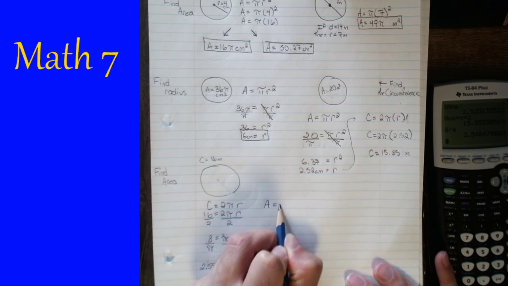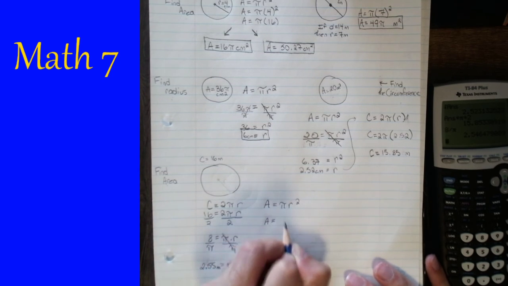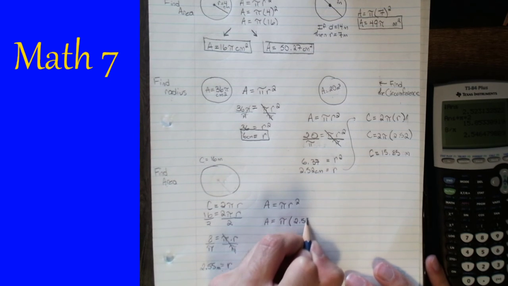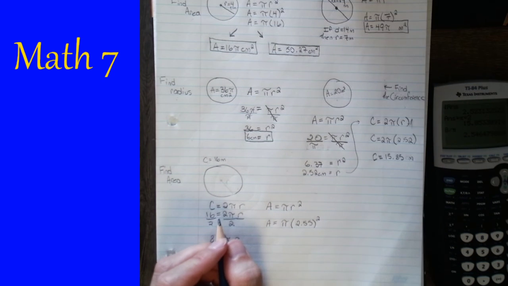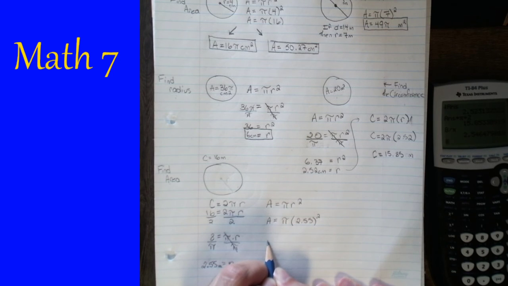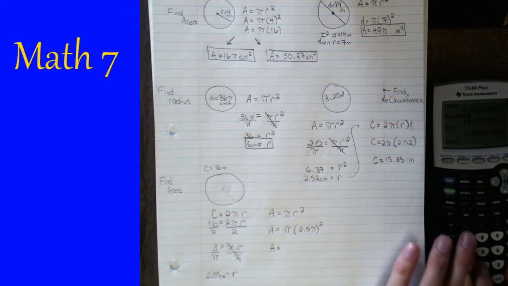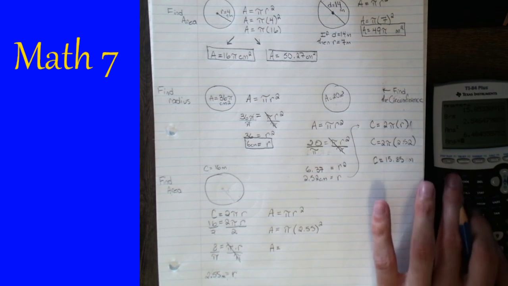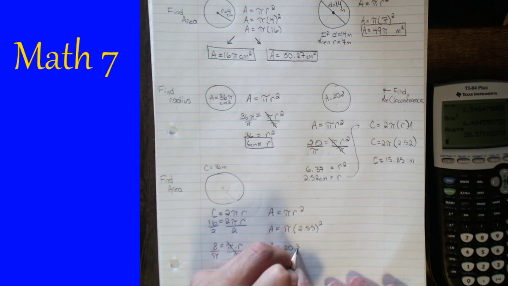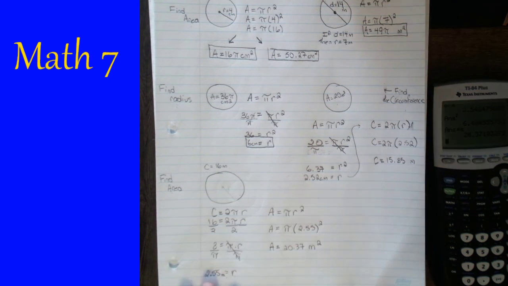So area is equal to pi r squared. So area is equal to pi multiplied by 2.55 squared. So area is equal to this number. I'm going to square it and then multiply it by pi. So I get roughly 20.37 meters squared.